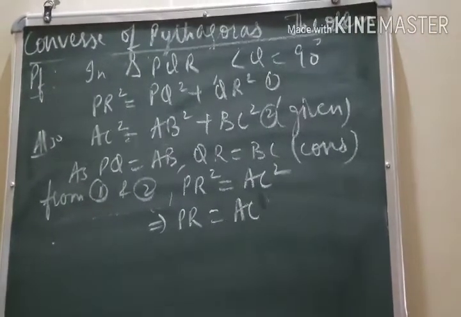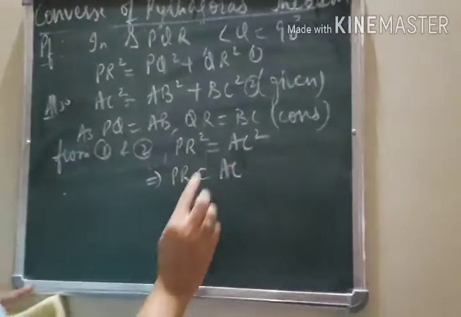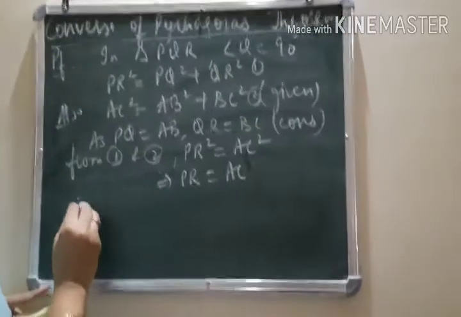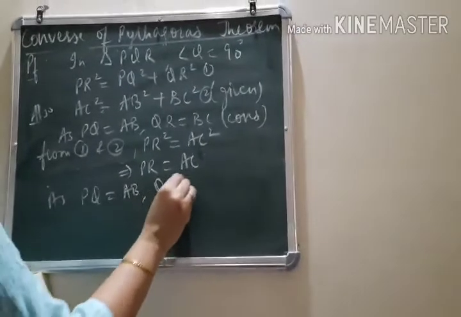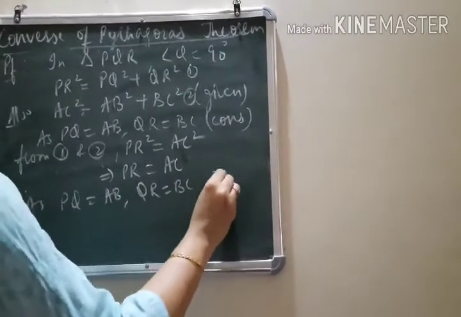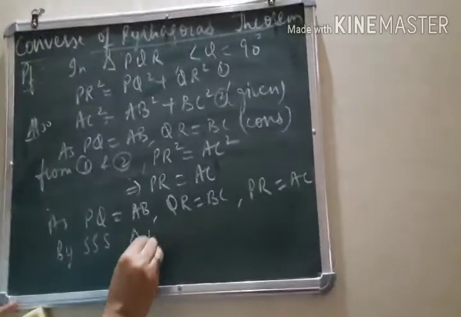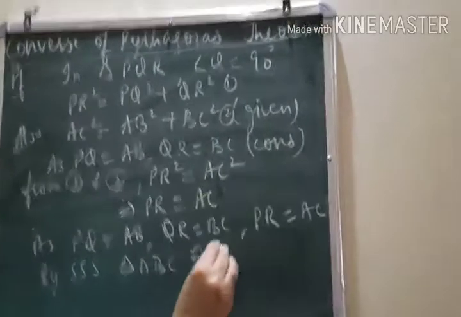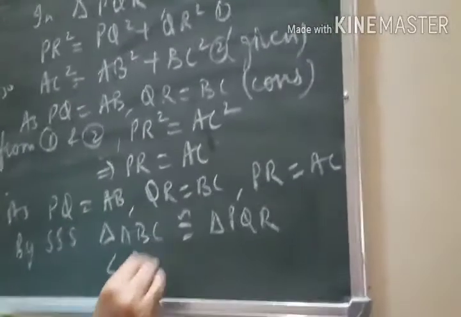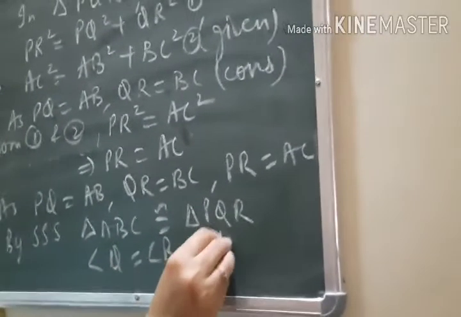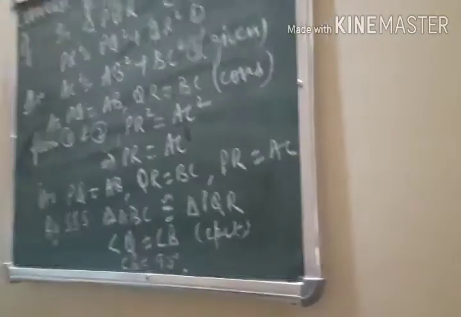Now, PQ is equal to AB, QR is equal to BC, and PR is also equal to AC. So by SSS, triangle ABC is congruent to triangle PQR. And if they are congruent, you can write angle Q is equal to angle B, by CPCT. So angle B will be equal to 90 degrees. Hence proved.